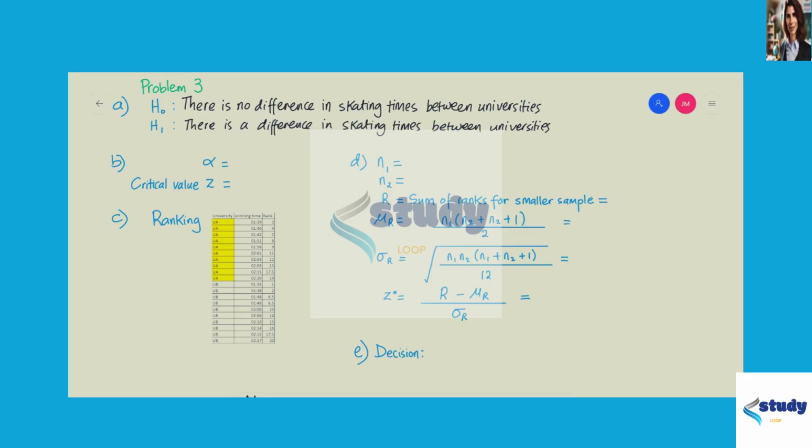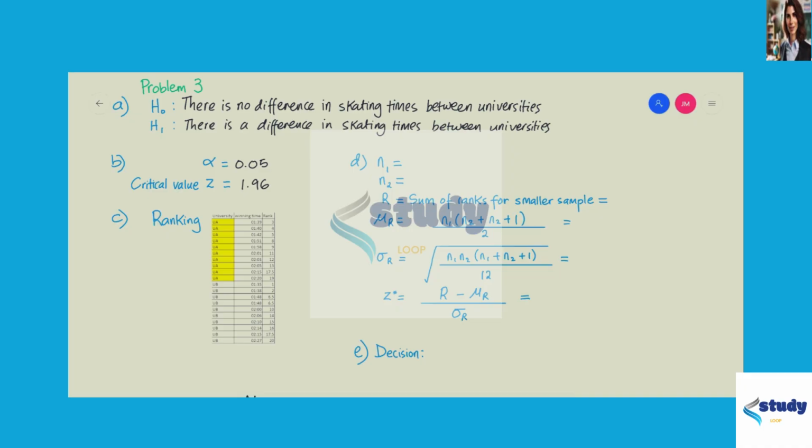Next, we're going to give the critical value of Z, but to get that, we first have to state the level of significance alpha, and in this case, it is 0.05. So the critical value of Z for a two-tailed test is going to be 1.96.